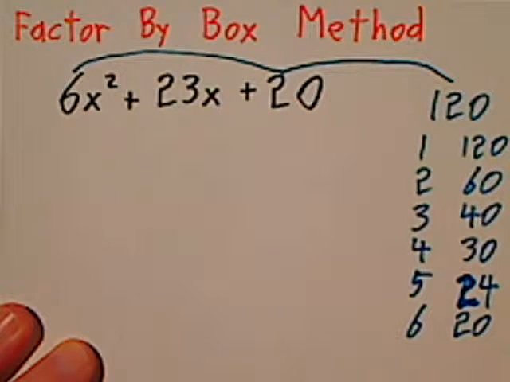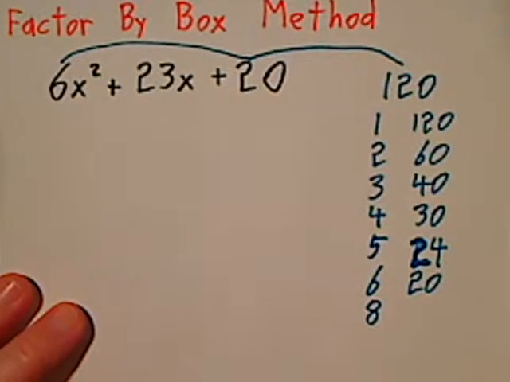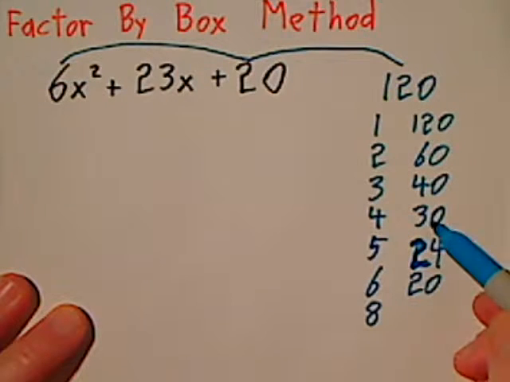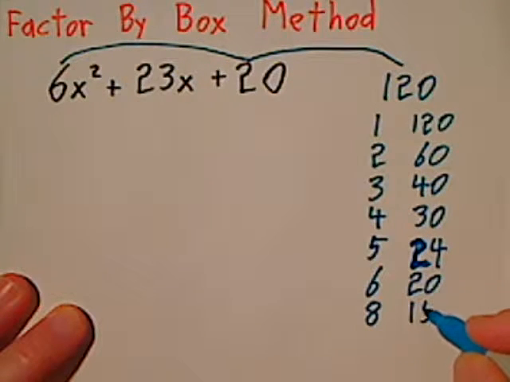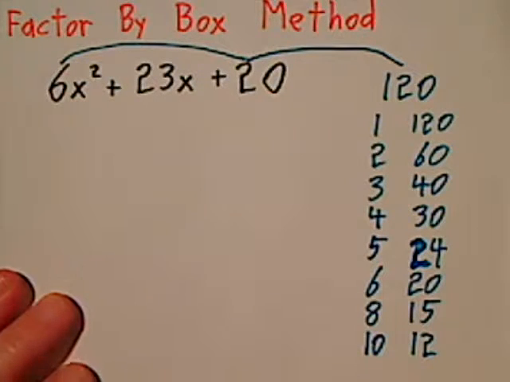7, if you think about it, it won't work. 8, double the 4. Go off my paper here. I'll need a little bit more room. So for 8, I doubled the 4, cut 30 in half. 9, you can think about it, but it won't work. And then 10 times 12 gives us 120. So we've listed all the factors of 120.